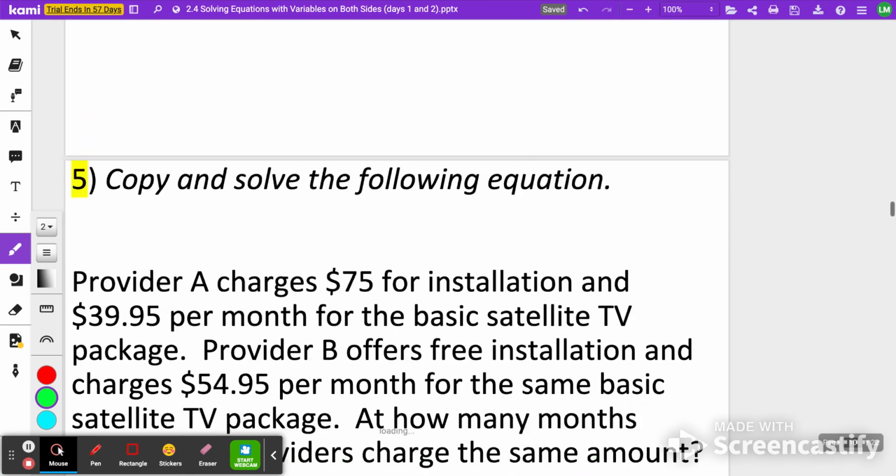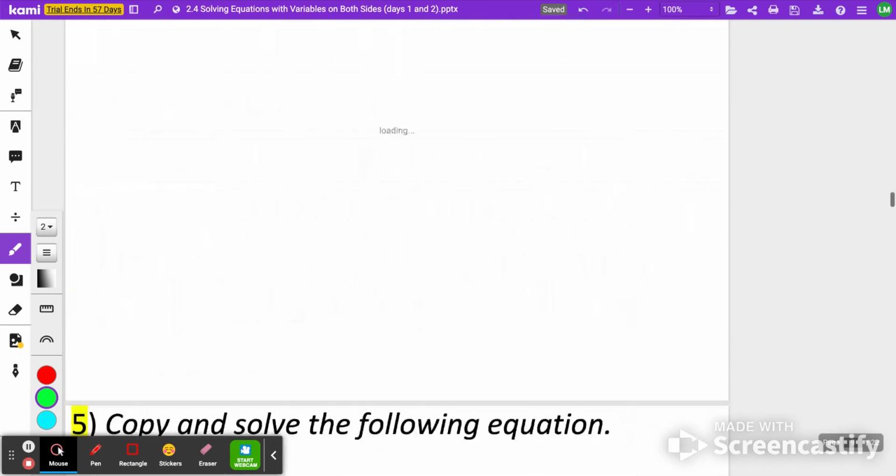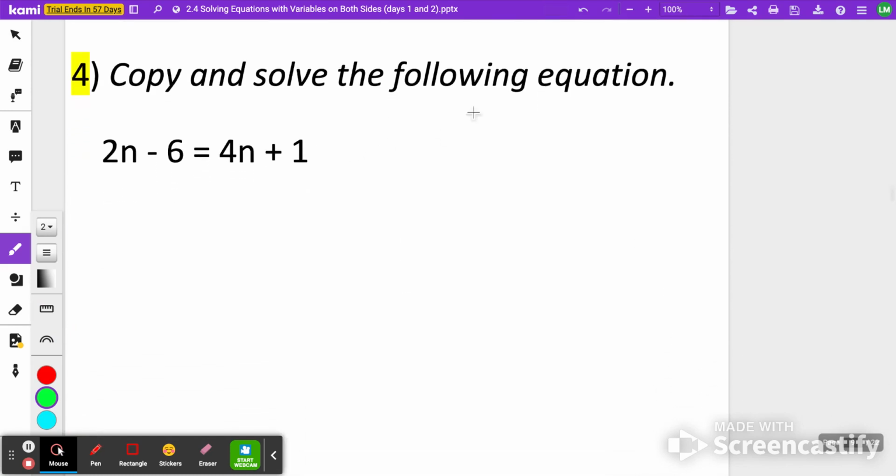We've got number 4, and then we've just got a word problem here for number 5 before we're done. Number 4, again, pausing the video, try this one on your own. When you're ready to check it, click play.